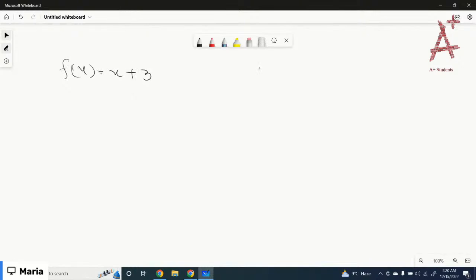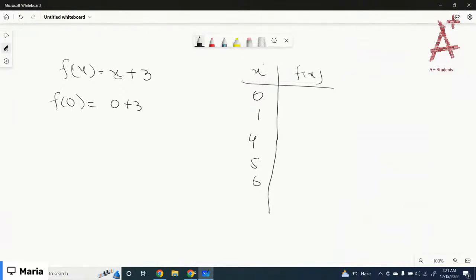The table has x and f of x. The values of x given are 0, 1, 4, 5, 6. You have to find the values and complete the table. Replace the x with the values. Let's start with 0. When x equals 0, f of 0 is 0 plus 3, and 0 plus 3 equals 3. Here you have 3.